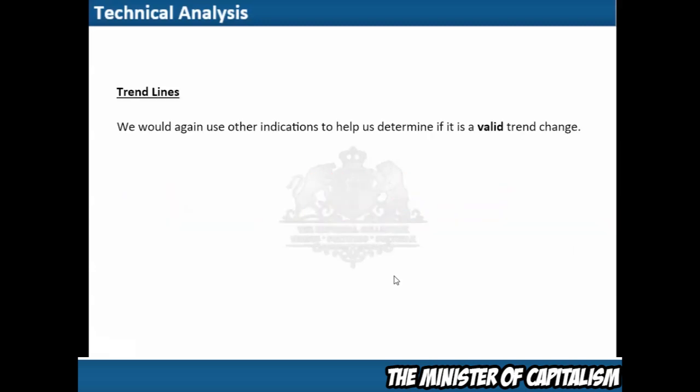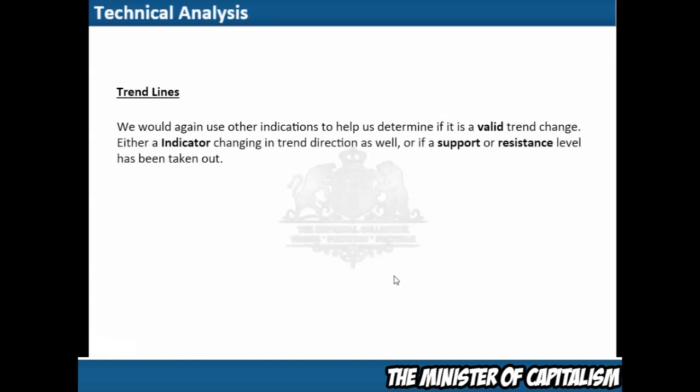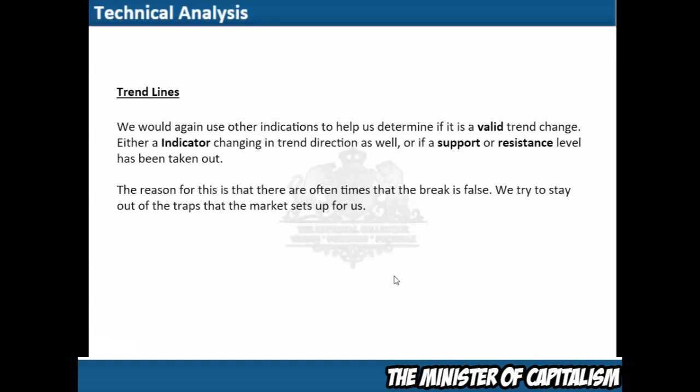Confirmation. We would again use other indicators to help us determine if it is a valid trend change. Either an indicator changing in trend direction as well, or if a support or resistance level has been taken out. The reason for this is that there are often times that there's a false breakout, and we try and stay out of the traps that the market sets up for us.